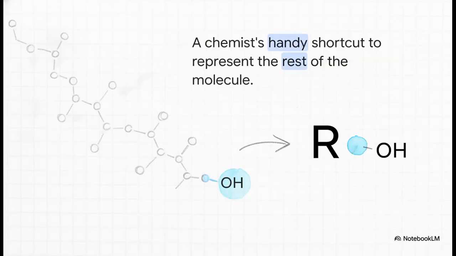Now, when looking at these chemical structures, organic chemists use a brilliant, really handy little shortcut, the R group. It's simply an abbreviation for the rest of the molecule. By just plugging in an R, we can strip away all the noise of a sprawling carbon chain and focus our attention squarely on the active functional group, the exact spot where the chemistry is actually happening.